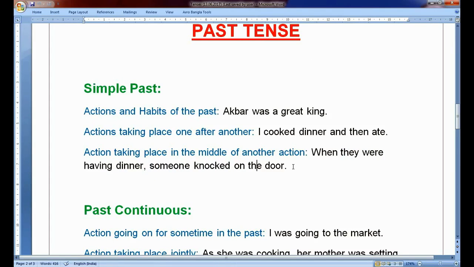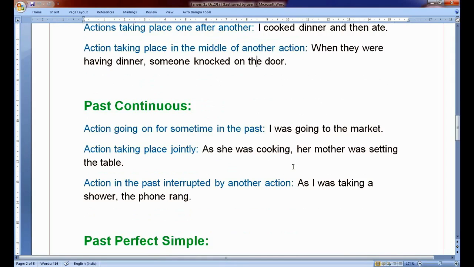Moving on now to the next one, which is the past continuous. The past continuous again denotes three types of action. Firstly, action going on for some time in the past, which means that this was something I was doing before. Example: I was going to the market, an action which has already been finished.